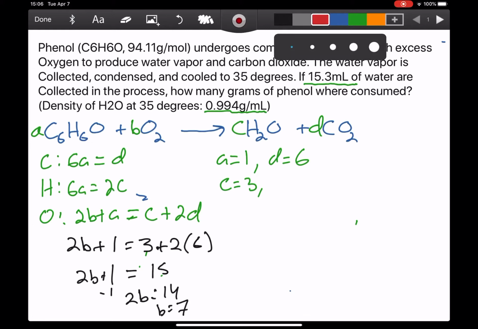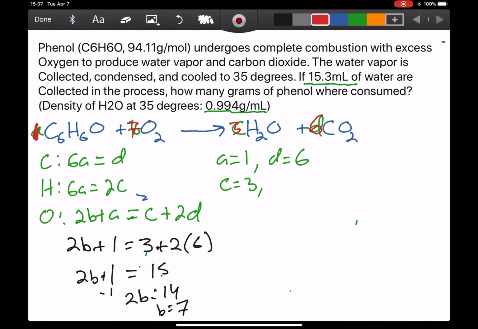So then I can come through and with my new balancing coefficients, I can say that 1 phenol, 7 oxygens, 3 waters, and 6 CO2s is going to be a balanced chemical equation. And this algebraic method for balancing chemical equations always works no matter how many species are in any given reaction.